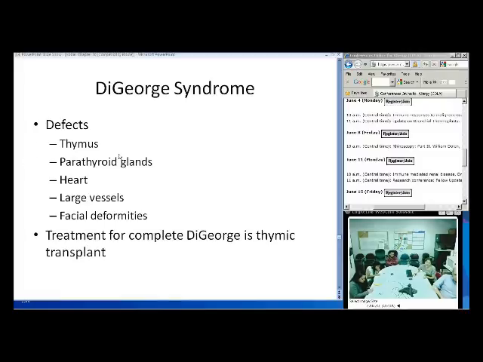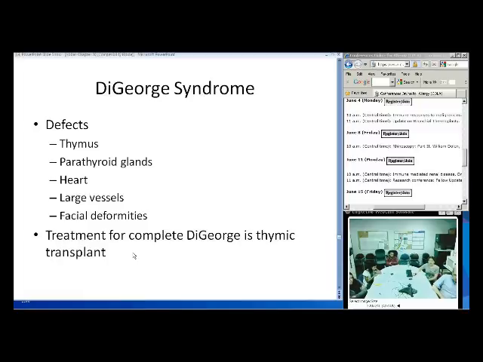So, of course, as immunologists, the defect that we are most concerned about is the lack of thymus, or at least a partial lack of thymus. But you can also have defects in the parathyroid glands, heart, large vessels, and, of course, facial deformities. The treatment for complete DiGeorge is thymic transplant, which is done at Duke on protocol, and has been doing very well on protocol.